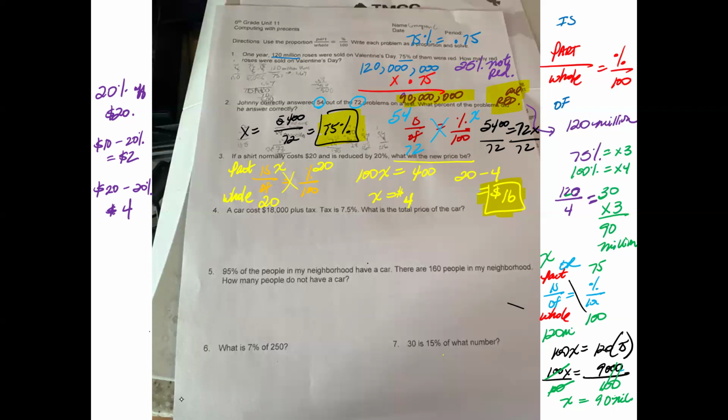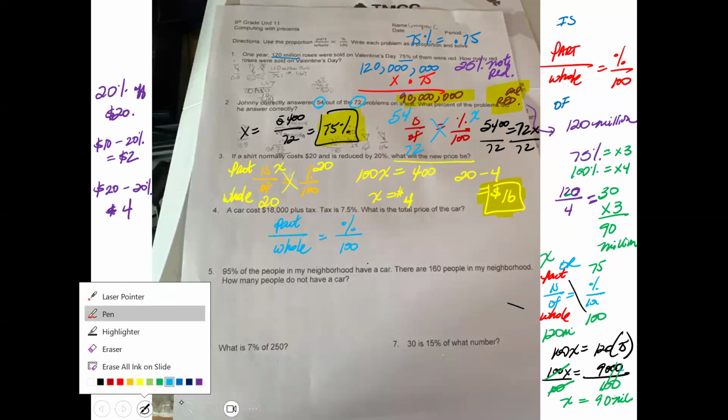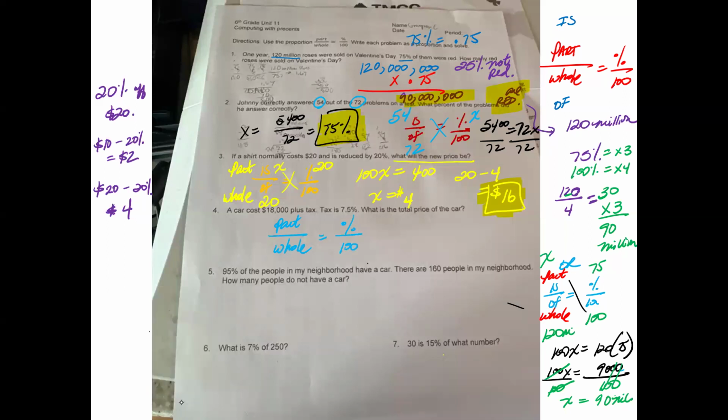Go. A car costs $18,000 plus tax. Tax is 7.5%. What is the total price of the car? Okay. What kind of car do you have? Okay, so remember it is part over whole. Did she even go over this with you in class? All right, let's plug it in.